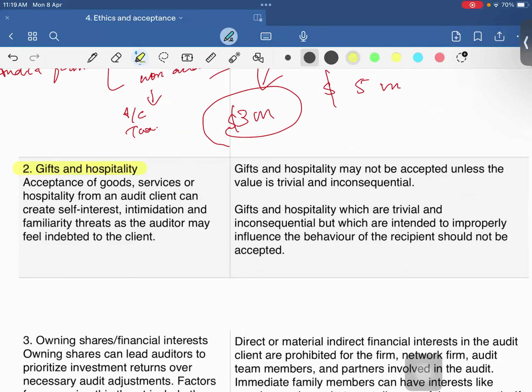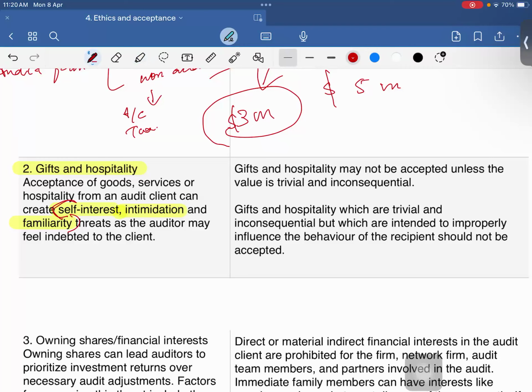Gifts and hospitality is such that your audit client is giving you some gifts and services, or hospitality when you reach the client location. In this case, it would create a self-interest threat as well as an intimidation threat. Intimidation threat means that, in fear of losing the client, you would do anything to please the client. And if you accept gifts and hospitality from the client, you're going to have a familiarity threat. That means you know very well how your client is. If someone gives you something, you maintain a good relationship with them, right? So gifts and hospitality alone would have 3 threats under it: self-interest, intimidation, and familiarity.